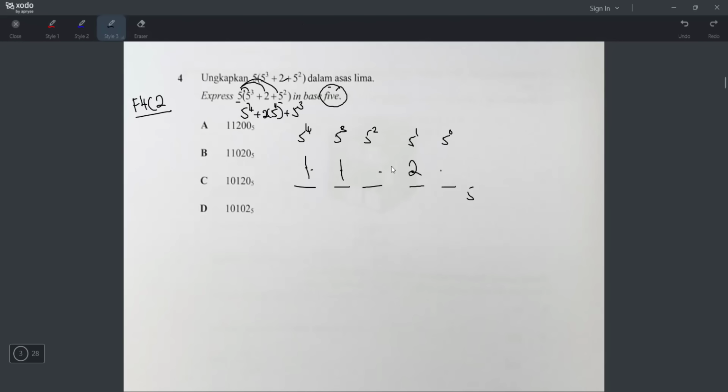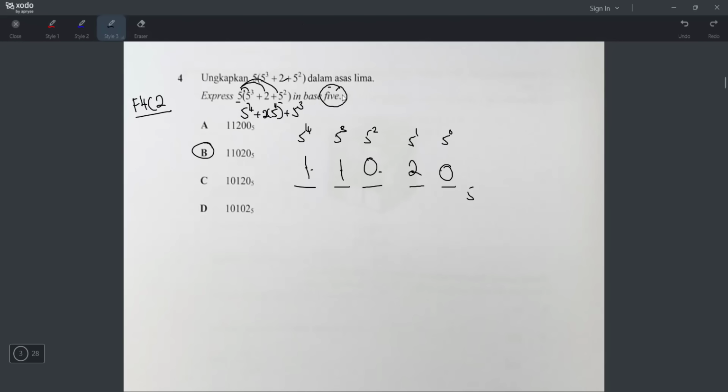Then what about the 5 power 2 and 5 power 0? You just put 0, 0. So the answer is B. So you all can use this method when the question and the answer have the same base. For example, they want base 5, but in the question it's also 5 power something, 5 power something. Then you can use this method.